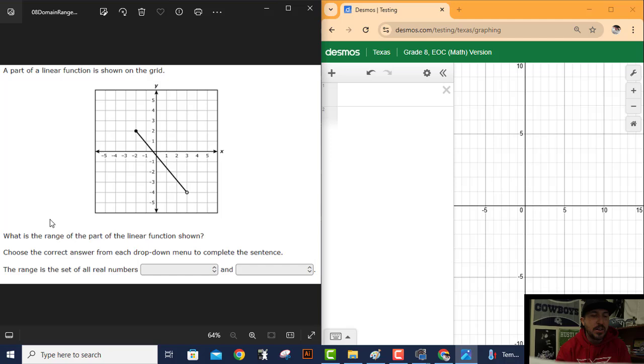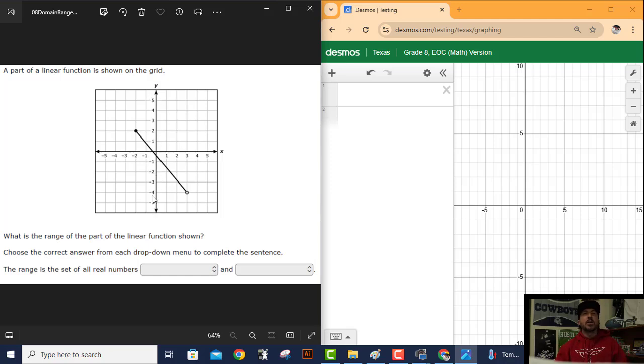All right, now this guy, it says blah, blah, blah, range. That's the key word. We don't read anything else. You don't say, a part of the line of the function is going to show on the grid. What is the range? You read that part. Range, and you stop right there. Range means what? Y values. So we're only going to look at the Y values. Our answers can only come from the Y line right here. This is all I want.